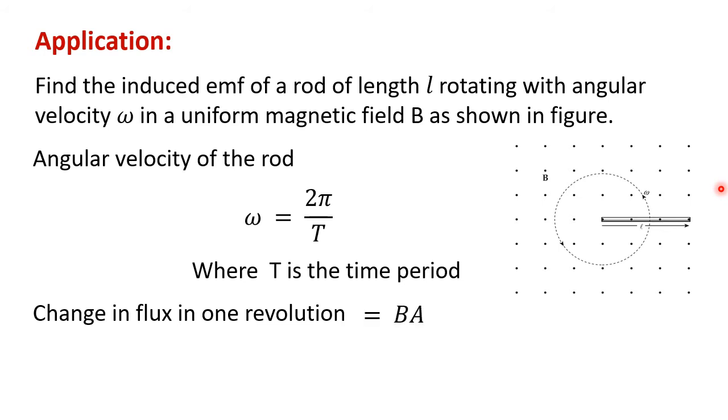Magnetic flux is nothing but B into A, magnetic field into area. So magnetic field B, but the area covered with radius L. Here this point is fixed, it is rotating with angular velocity omega, so it will cover the area pi L square. So the total area covered is pi L square. So in one complete rotation, the change in flux we can analyze as B into pi L square.